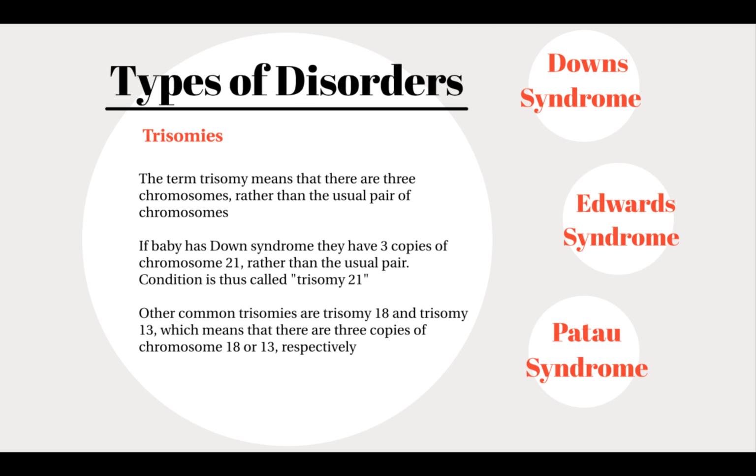Different types of disorders. One type is called a trisomy, and trisomy is a term used when 3 chromosomes are there instead of the normal pair of 2. So, for example, if a Down syndrome child has 3 copies of chromosome number 21 instead of the usual pair of 2, then this condition is called trisomy 21. Other common trisomies are trisomy 18, which is Edwards syndrome, and trisomy 13, which is Patau's syndrome.